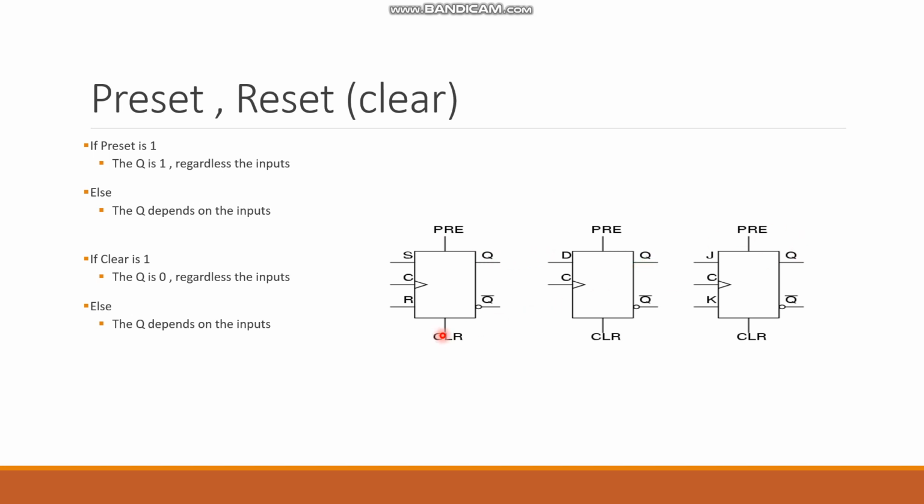When the clear is 1, the output is always 0, regardless of the S and R, or the D, or the J and K, or the T, the other side of the flip-flop. In those cases as well, when the clear is 1, the output is going to be 0. That means this flip-flop is cleared. And when preset is 1, that means this flip-flop is preset. It doesn't depend on the inputs. It's always 1, okay?